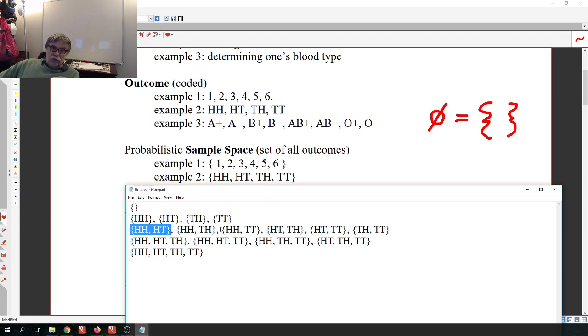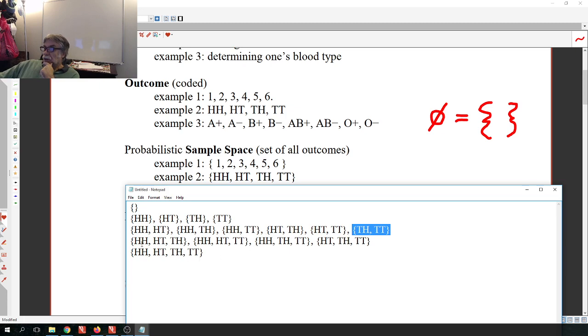An event doesn't have to have a name. It can just be any subset without a particular name. And again, I have HH, TH, I could have that. I could have HH, TT, I could have HT, TH. I guess I would call that one heads, one tail. So it could be heads on the first toss, tail on the second toss, or tail on the first toss, heads on the second toss. And I have HT, TT, and I have TH, TT. So here I have 6 different sets with 2 out of 4 of these guys.